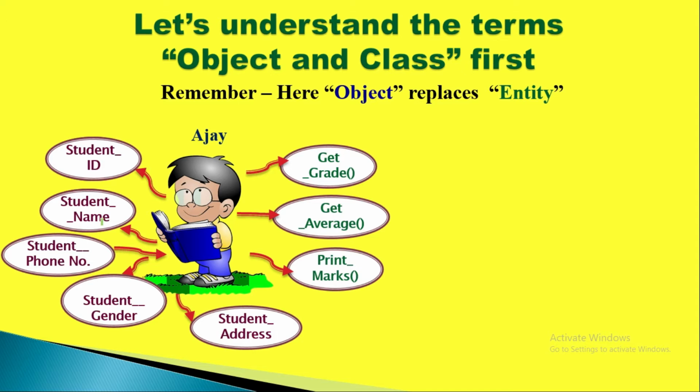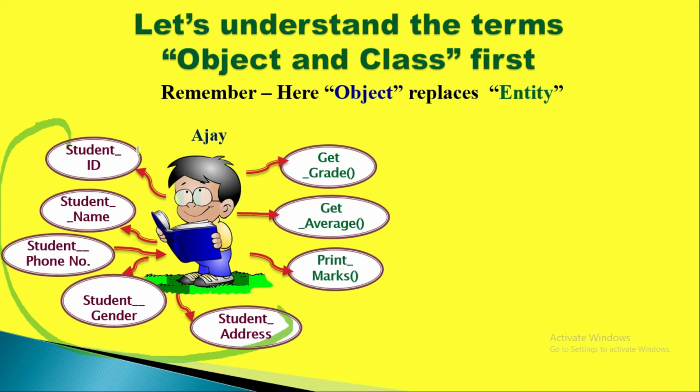Student name होगा, student phone number होगा, student का gender होगा, that is male or female, और student का address होगा. Similarly, there can be multiple other properties also, like mother's name, father's name of a student. Now, what all these are representing here? These all are representing the properties, physical properties of a student Ajay.